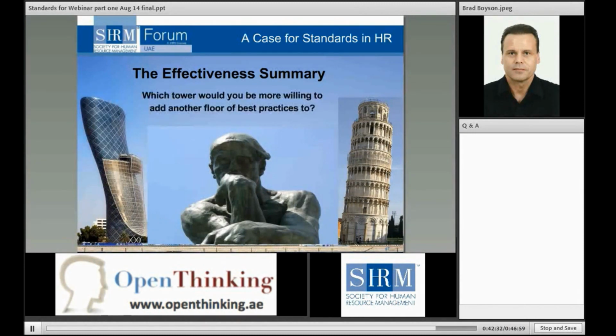We've got two buildings here. Which tower would you be more willing to add another floor of best practices to? The tower on the left or the tower on the right? The tower on the right, it leans through market forces. The tower on the left, it leans by design.